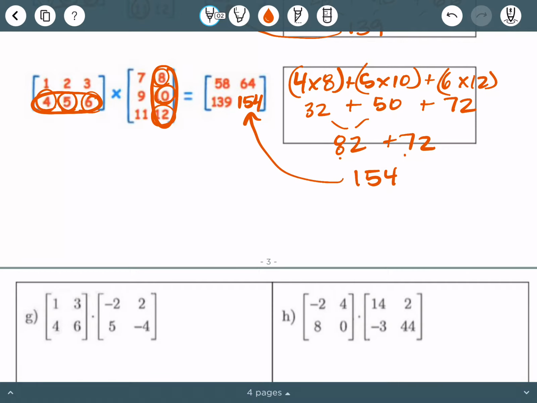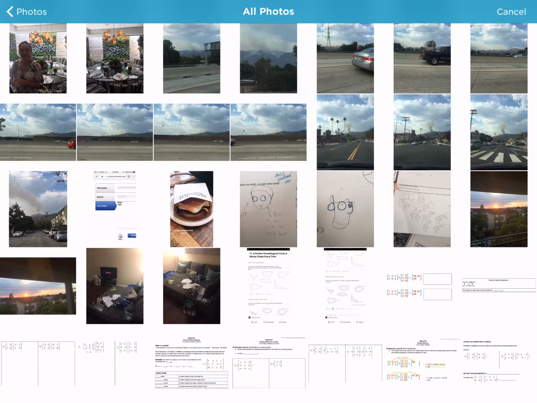Let me go ahead and actually find that for us. Photos, you guys can see all my cool photos as we go here. I want this guy.